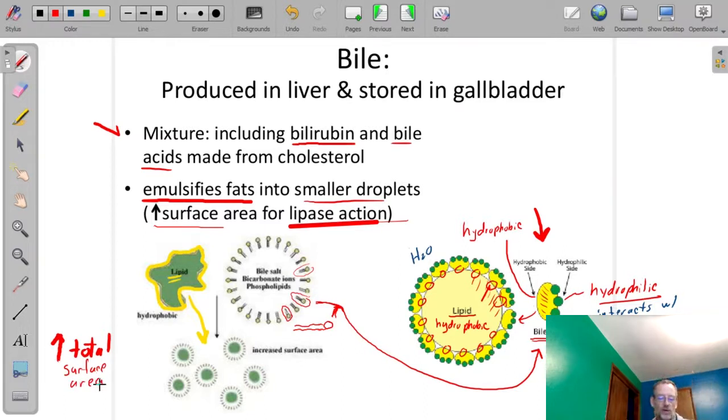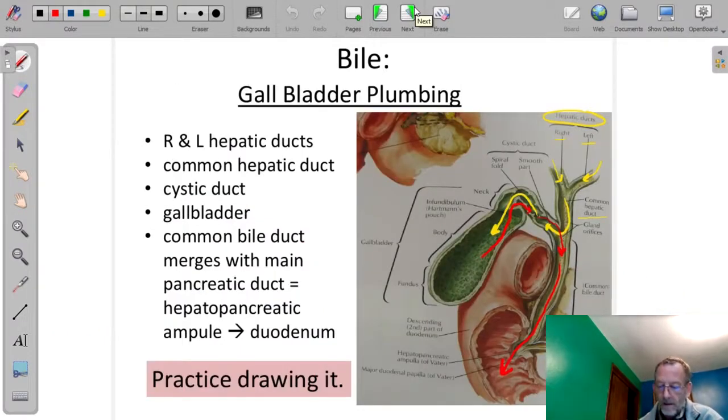The volume gets smaller, but the total surface area of all of these taken together increases. And we're actually measuring the surface area of the lipid. And then that just makes it more efficient for the lipases to digest the fat, the lipid. Okay, let's get rid of those drawings.